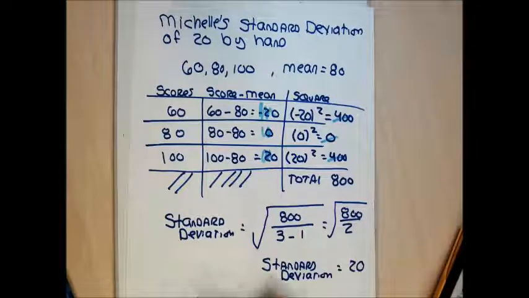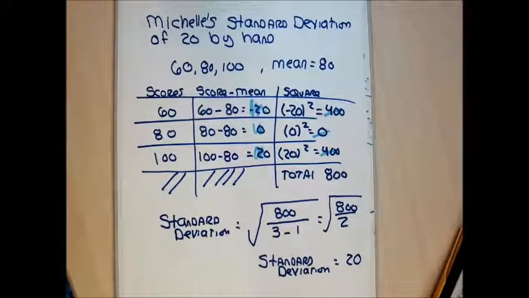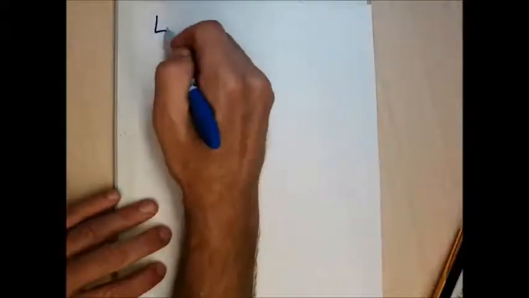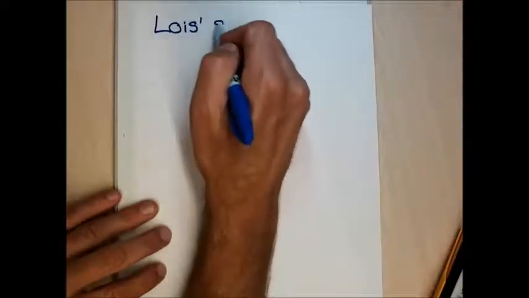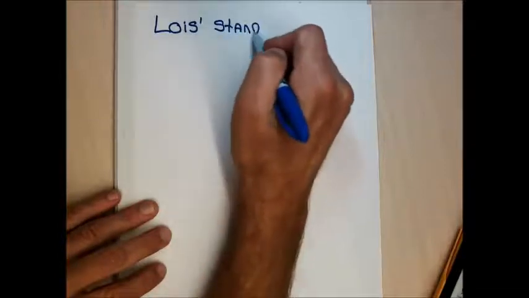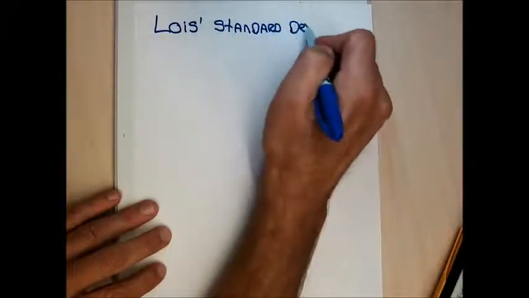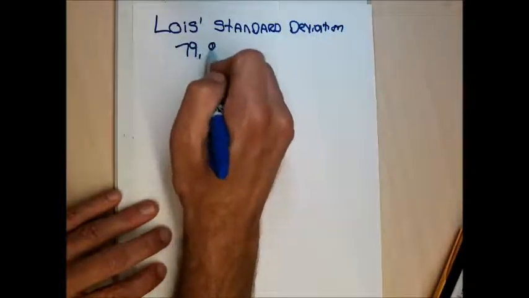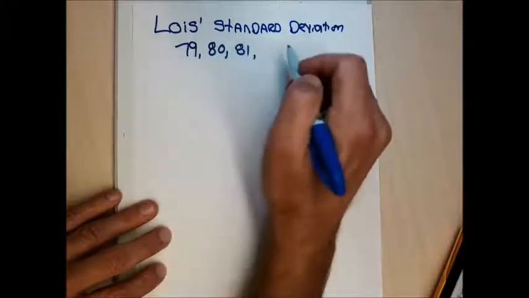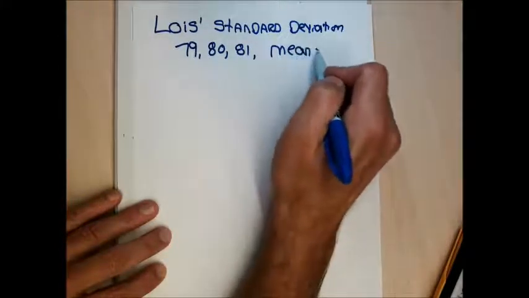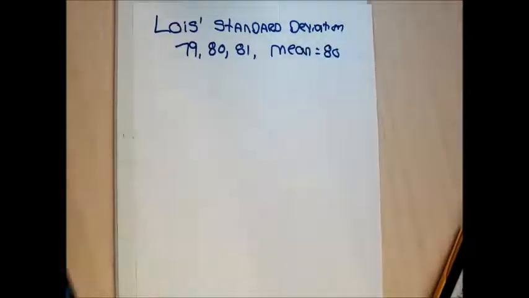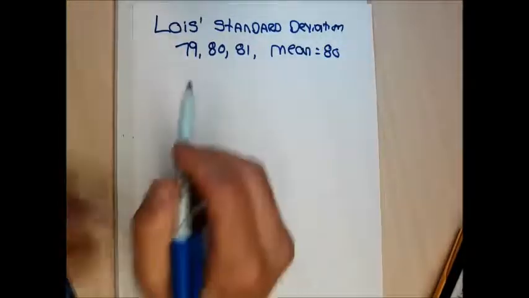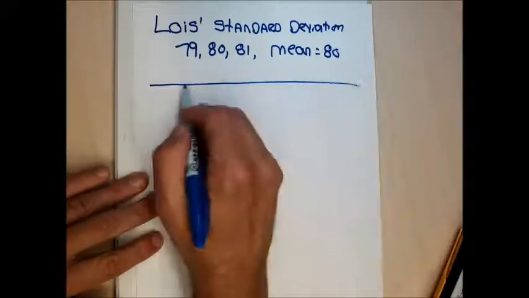Let me do one more standard deviation. I'll do Lois's standard deviation by hand just to show you how to do it. And then again, you're not responsible to do this at all by hand. So I'm going to do Lois's standard deviation. Lois's 3 test scores were 79, 80, and 81. And when we did the average of her 3 test scores, we got 80. So how would I do the standard deviation if I didn't have a calculator? I didn't care to use my calculator to find it.